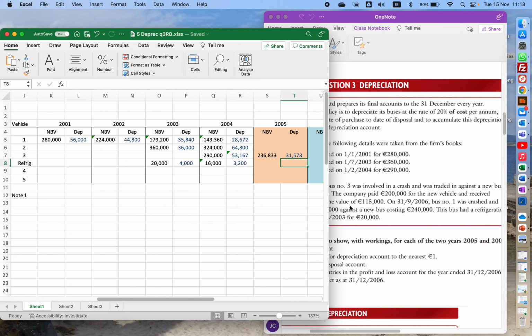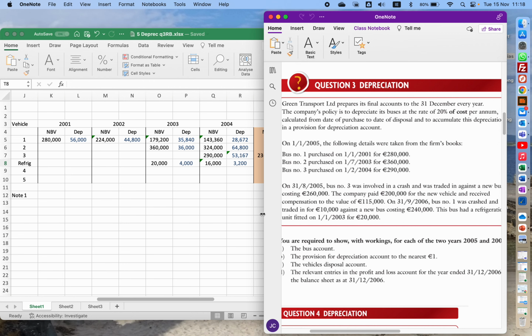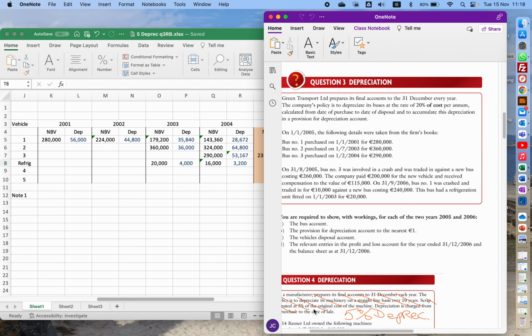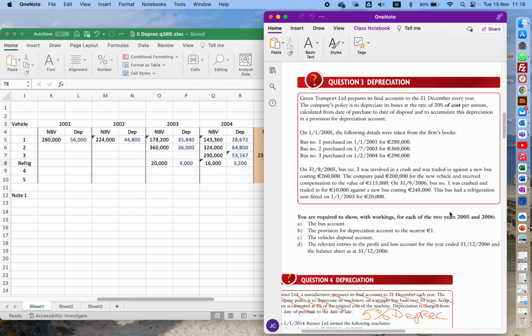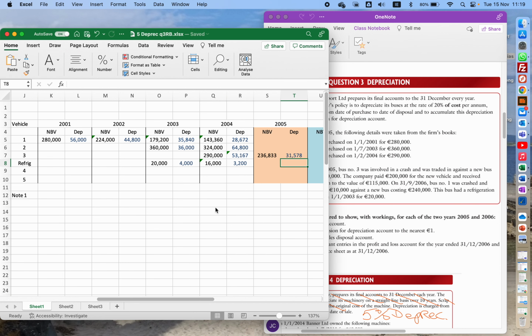Did it have a refrigeration unit or anything on it? No, bus 1 had a refrigeration unit on it. So how do I work out the depreciation for note 2? It's all the depreciation on the thing that I got rid of. And the thing I got rid of had this depreciation and this depreciation. Just those two numbers, no more. Yep? Okay. So now I have to move on to note number 3.